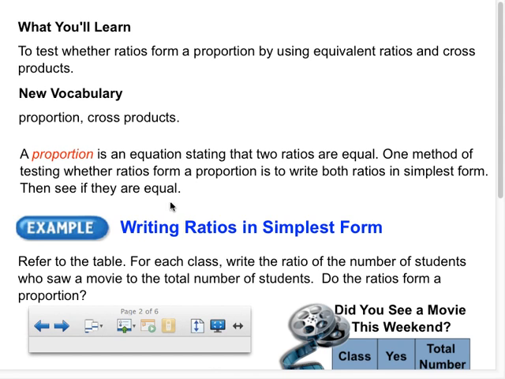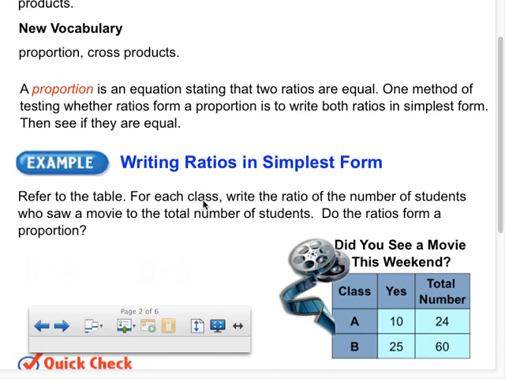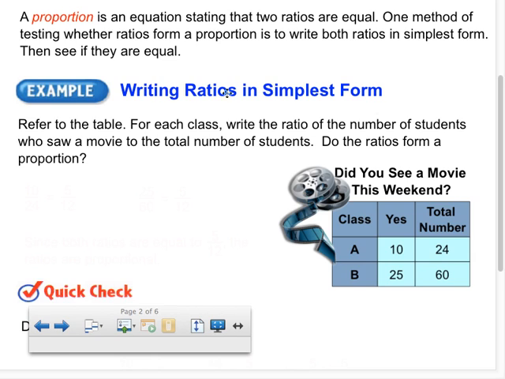A proportion is an equation stating that two ratios are equal. One method of testing whether ratios form a proportion is to write both ratios in simplest form. Then see if they are equal. That's one method. Okay? So writing ratios in simplest form. Refer to the table. For each class, write the ratio of numbers of students who saw a movie to the total number of students. Do the ratios form a proportion?